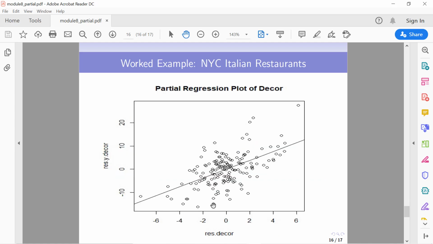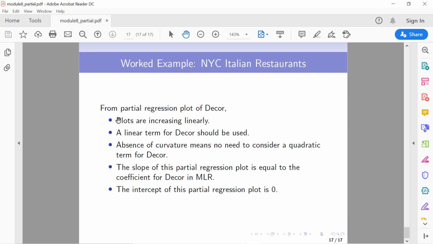Now on the flip side, let's take a look at the partial regression plot for decor. It does look like an increasing linear trend, and I overlaid the regression line of y on x here. So this does look like a positive linear trend. I don't see any curvature, and I don't see a situation where it looks like a curved pattern. From this, I can see the following: the points are increasing linearly, so a linear term for decor should be used. Absence of curvature means no need to consider a quadratic term for decor.